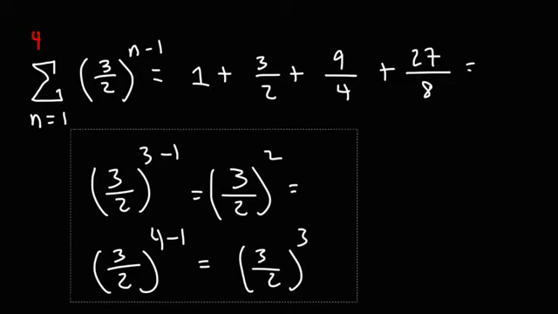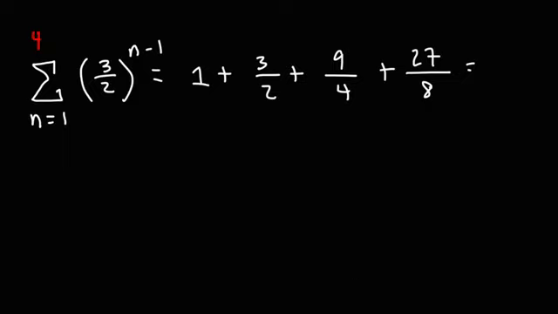So let's add up these numbers. I'm definitely going to use a calculator here. So 1 plus 3 over 2 plus 9 over 4 plus 27 over 8. This is equal to 65 over 8. And as a decimal, that's 8.125.